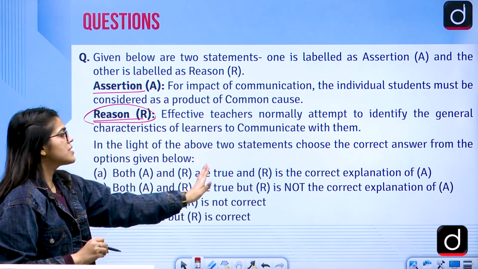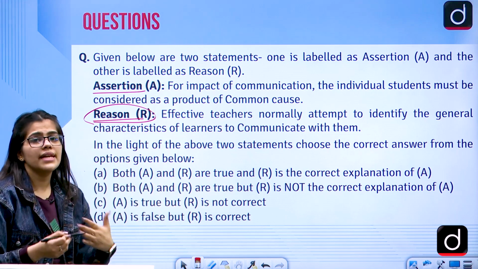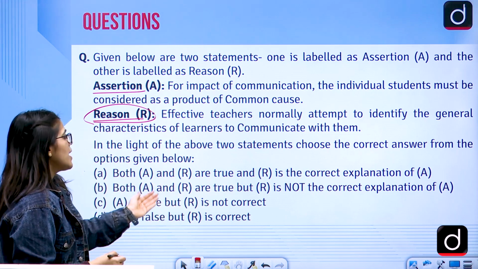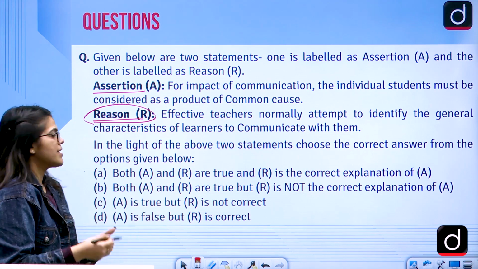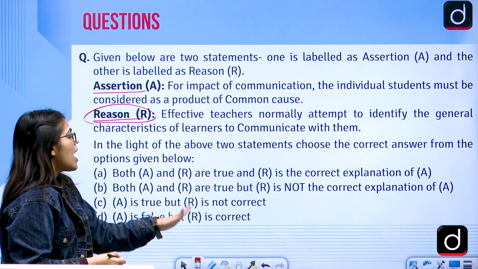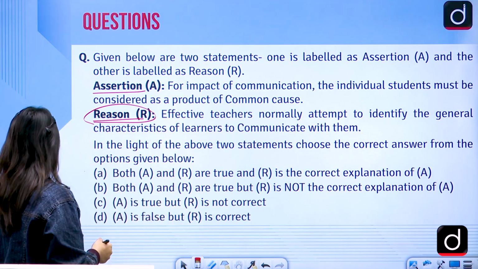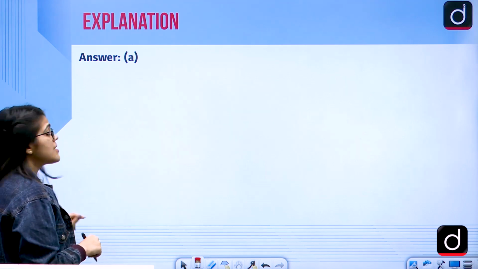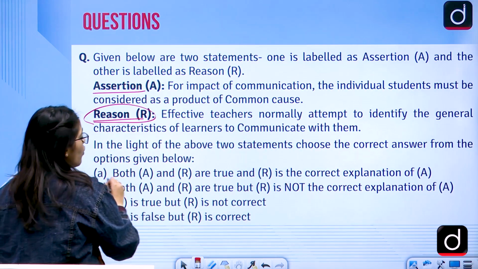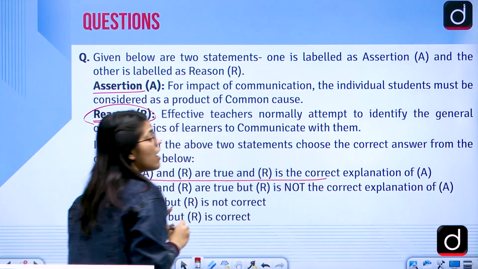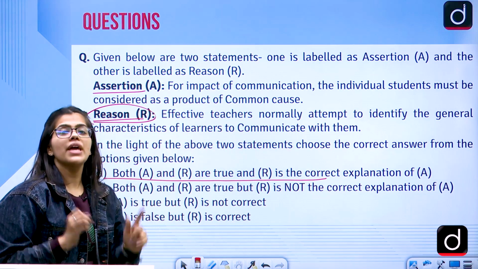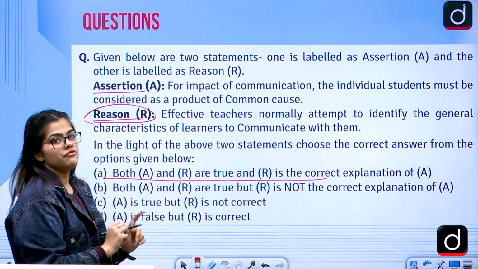Both assertion and reason are true and reason is the correct explanation of A. Both A and R are true, but R is not a correct explanation. A is true and R is not true. A is false but R is correct. Now let me tell you the answer. So the answer is A, which means that both A and R are true and R is the correct explanation of A.